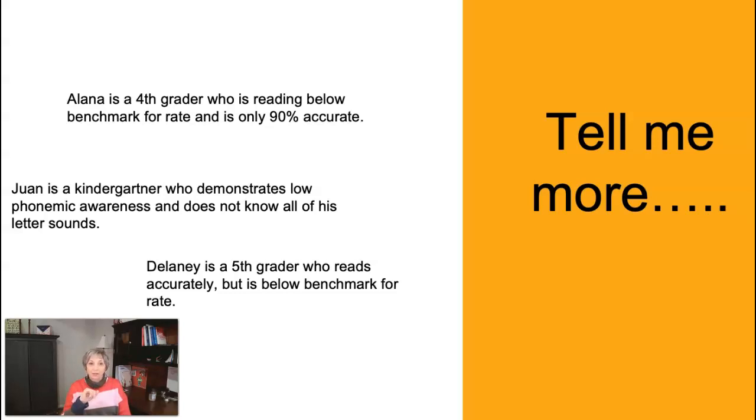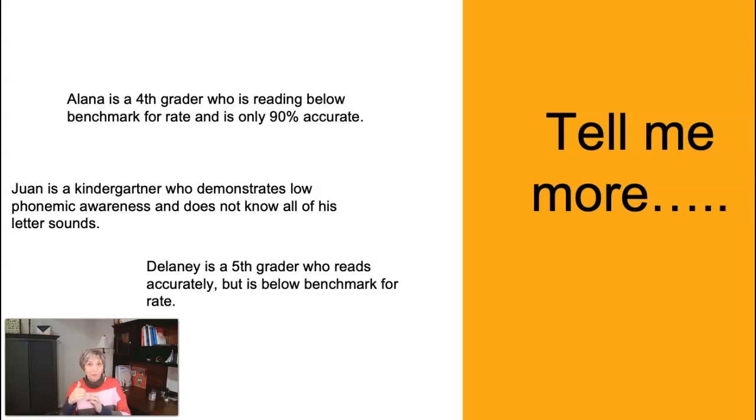The first one is Alana. She's a 4th grader. She's reading below benchmark for rate. So whatever the words correct per minute is for her grade level, her rate is below that. But she's also less than 90% accurate. We know that research tells us that students need to be about 95% accurate for their phonics to be strong enough to support comprehension. So Alana's got a lot of things going on right now.